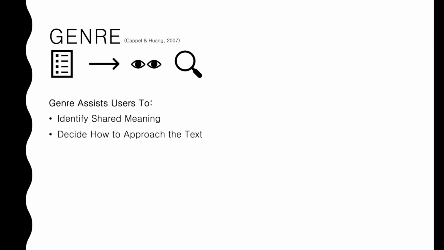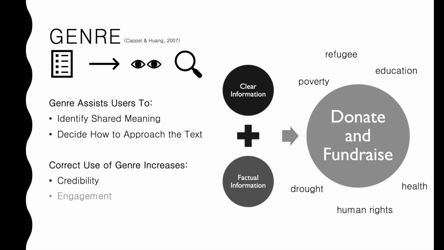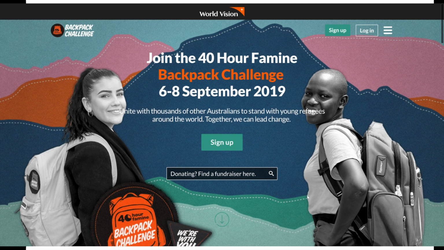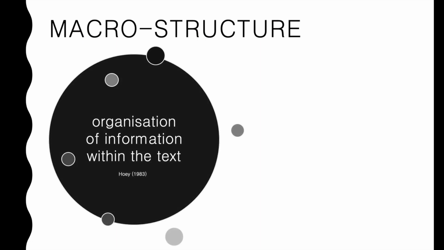Genre informs the audience on how a document should be experienced and interpreted. This allows users to identify shared meanings and engage with the document in a specific way. Charities are expected to have clear and factual information that persuades individuals to donate and fundraise for their individual causes. Adhering to these expectations increases both credibility and engagement. World Vision does this through the use of an official logo placed at the center of the header and by including statistical information.